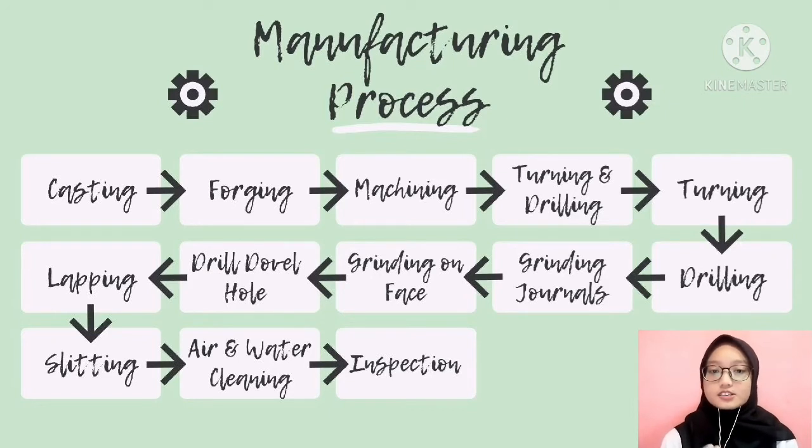The next stage is the face grinding process that uses an angular grinding wheel. At the drilled hole stage, cam grinding is performed. Lapping is performed using lapping paper on the cams. The next step is slitting, in which a slit on the right side of the shaft is created. After that, the dust, grease, chips, and other debris are washed off with water and air jets. Lastly, inspection is done to check the tolerances.